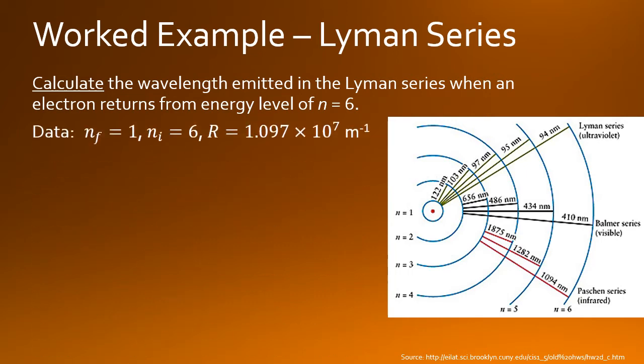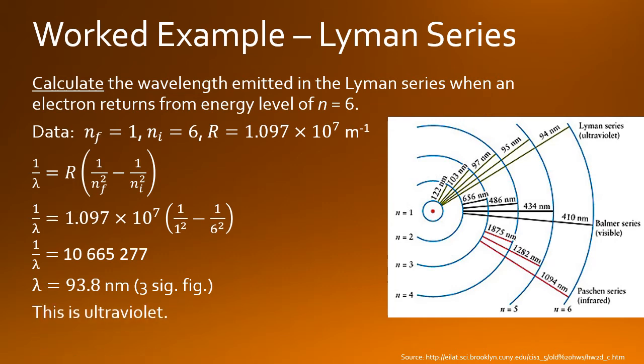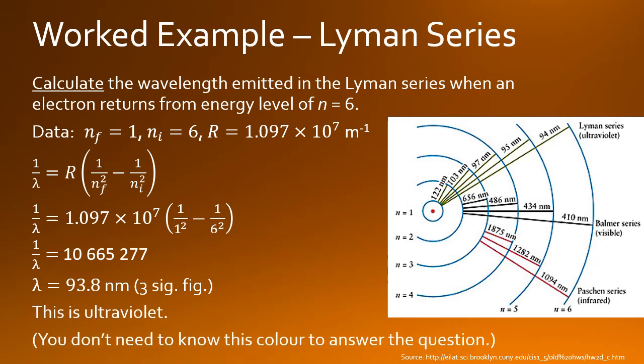Here's the data. Nf equals 1, Ni equals 6, and there's the Rydberg constant. And again, we simply substitute. To get 1 on lambda is 10,665,277. Flip it over, and we've got 93.8 nanometers to 3 significant figures. And that's ultraviolet. Now, you don't need to know ultraviolet, the color, or where it is on the electromagnetic spectrum in order to answer this question.